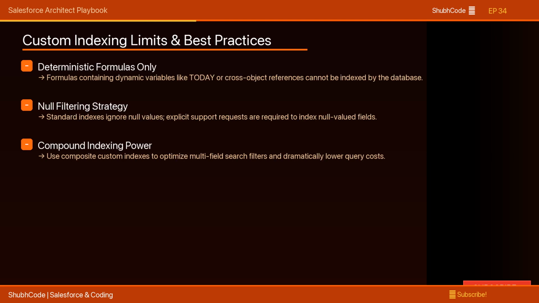To leverage the query optimizer, we must master the art of custom indexes. Salesforce automatically indexes standard fields like ID, created date, name, and owner ID, but custom fields require deliberate architecture. You can request a custom index on standard text, number, date, email, and lookup fields, but there are strict limitations on what can be indexed. For instance, formula fields are notorious performance killers because their values are calculated dynamically at runtime. If you want to index a formula field, it must be deterministic, meaning its value cannot depend on dynamic factors like today's date, other objects, or user permissions.